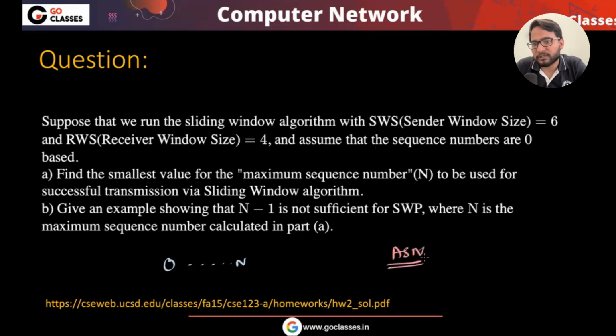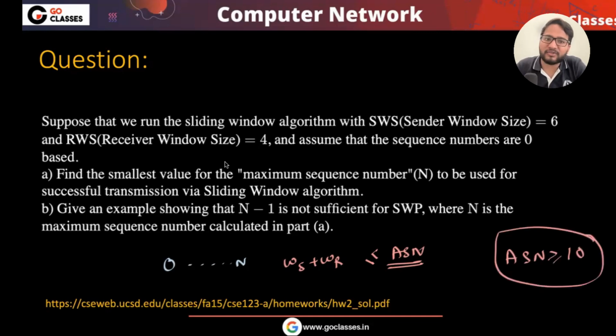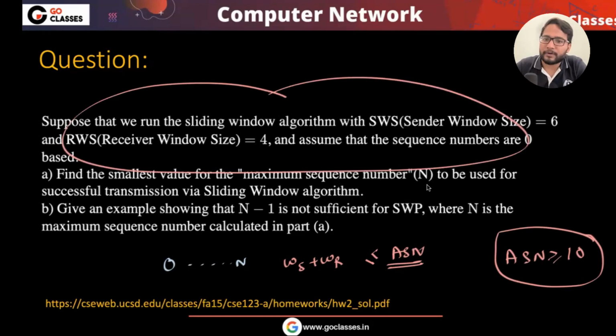The total number of sequence numbers should be, you can say, greater than or equal to 10, right? So you can say 6 plus 4. It should be greater than or equal to 10. WS plus WR. So distinct sequence numbers should be greater than or equal to 10. So you must be having at least 10 sequence numbers to run this protocol.